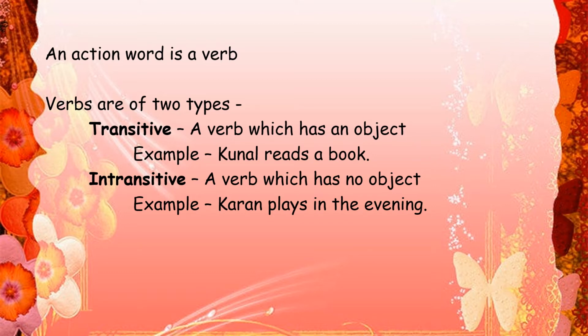Now, if you take a verb and if that verb has an object, meaning if it needs an object to complete its meaning, then that is transitive. If it does not have an object, it does not need the object, then that is intransitive. If you look at the example, Kunal reads a book. Reads what? You ask the question what, you will get the object. So reads what? A book. So there is an object. So when there is an object, that is transitive.